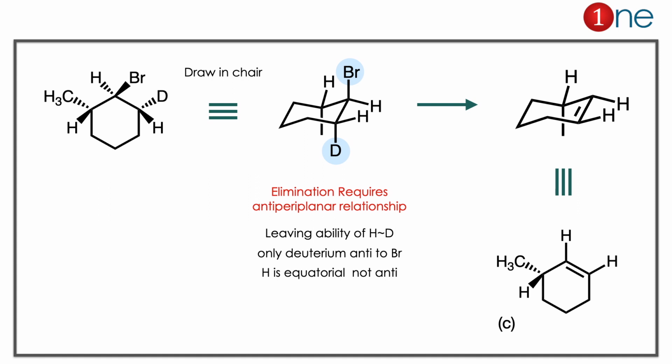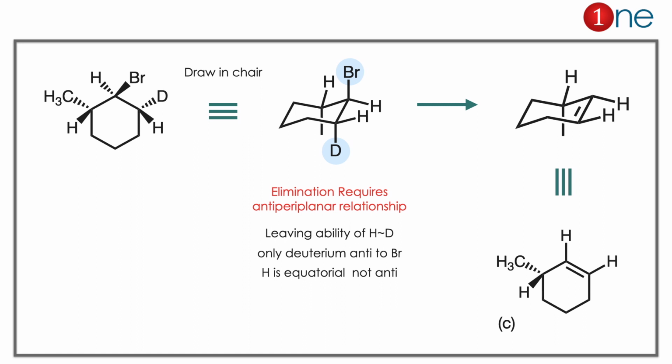The elimination requires an anti-periplanar relationship. Here only bromine and deuterium are anti-periplanar, other hydrogens are parallel to each other. So elimination is not possible with them, only deuterium eliminates, and you have the final product. If you redraw nicely, you have answer C.